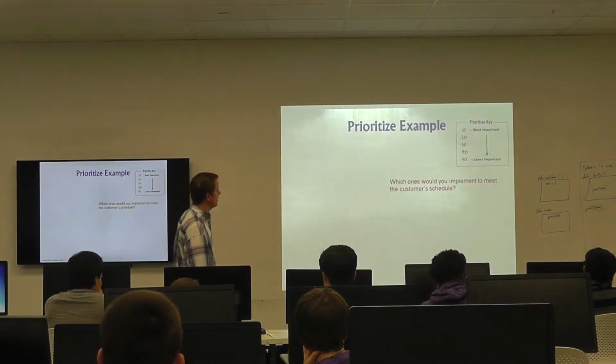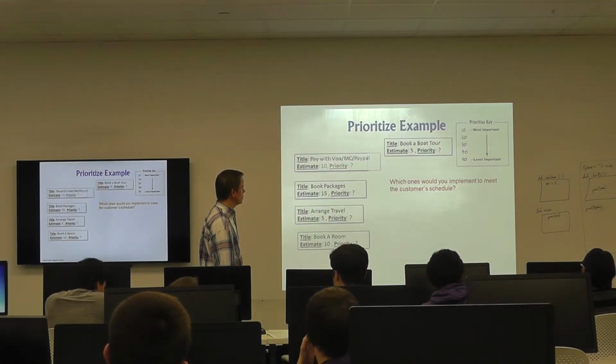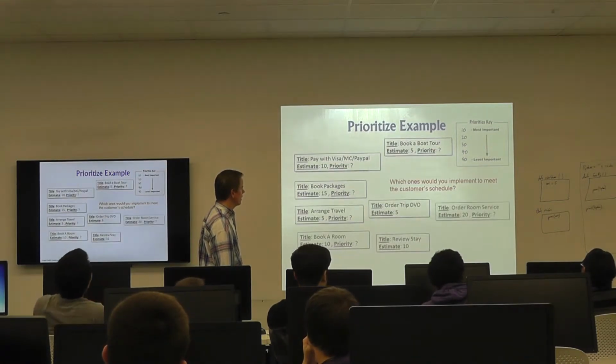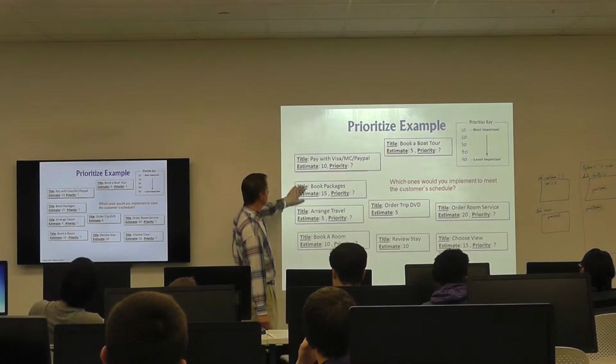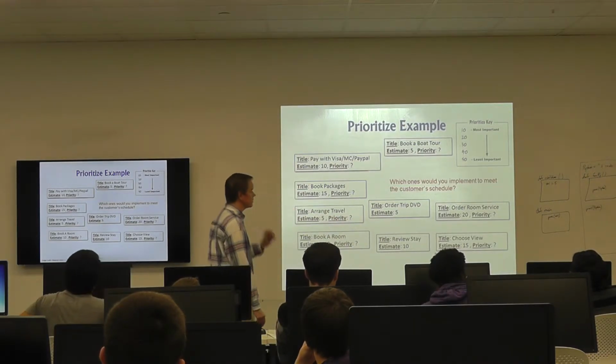This is our prioritized example. So we had all of our particular user cases that we had here. We had pay with MasterCard Visa, book packages, arrange travel, book a room, order a DVD, choose a view, all that sort of stuff.